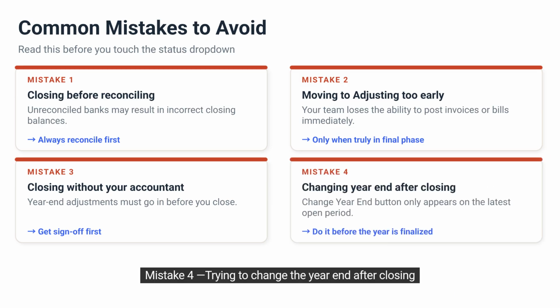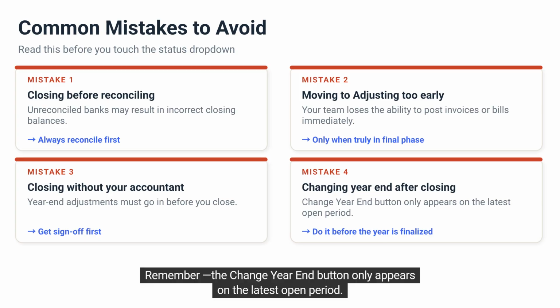Mistake 4. Trying to change the year-end after closing. Remember, the Change Year-End button only appears on the latest open period. Once you close a period, that option is no longer available for that year. If you need to change your year-end, do it before the year is finalized.